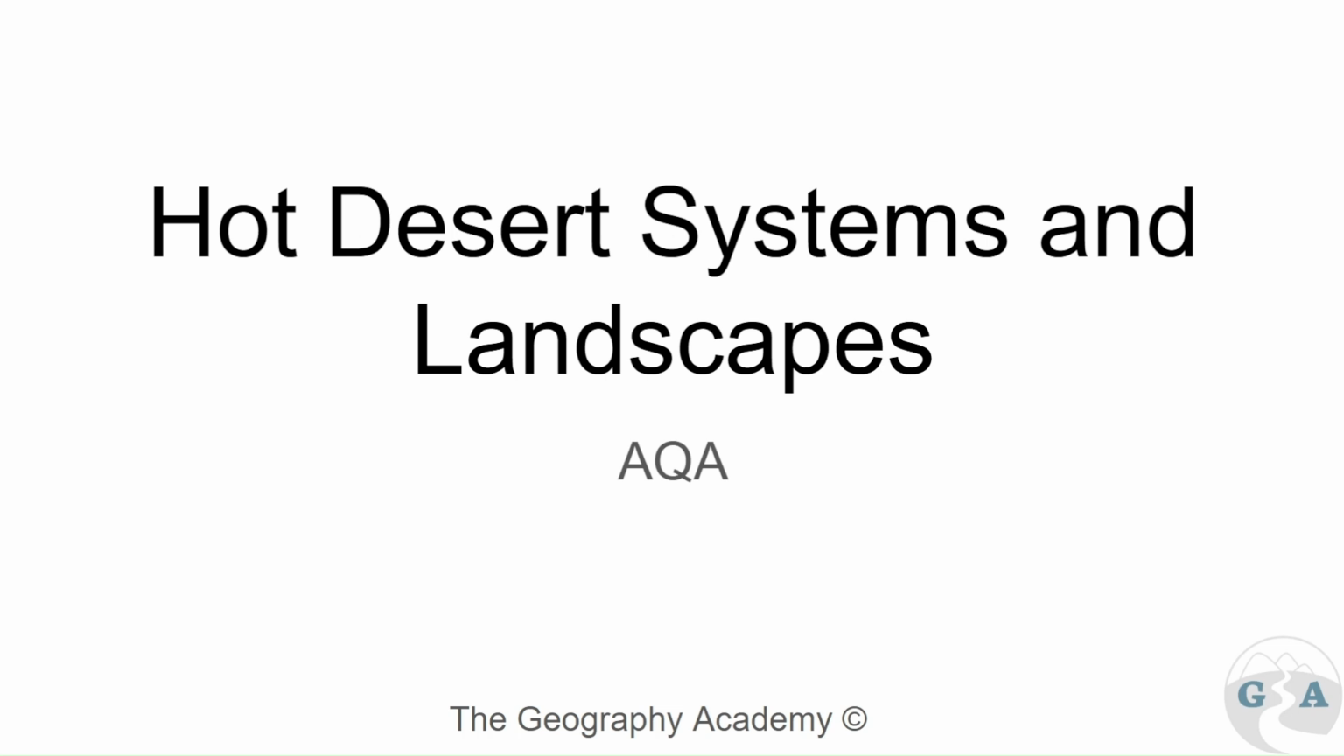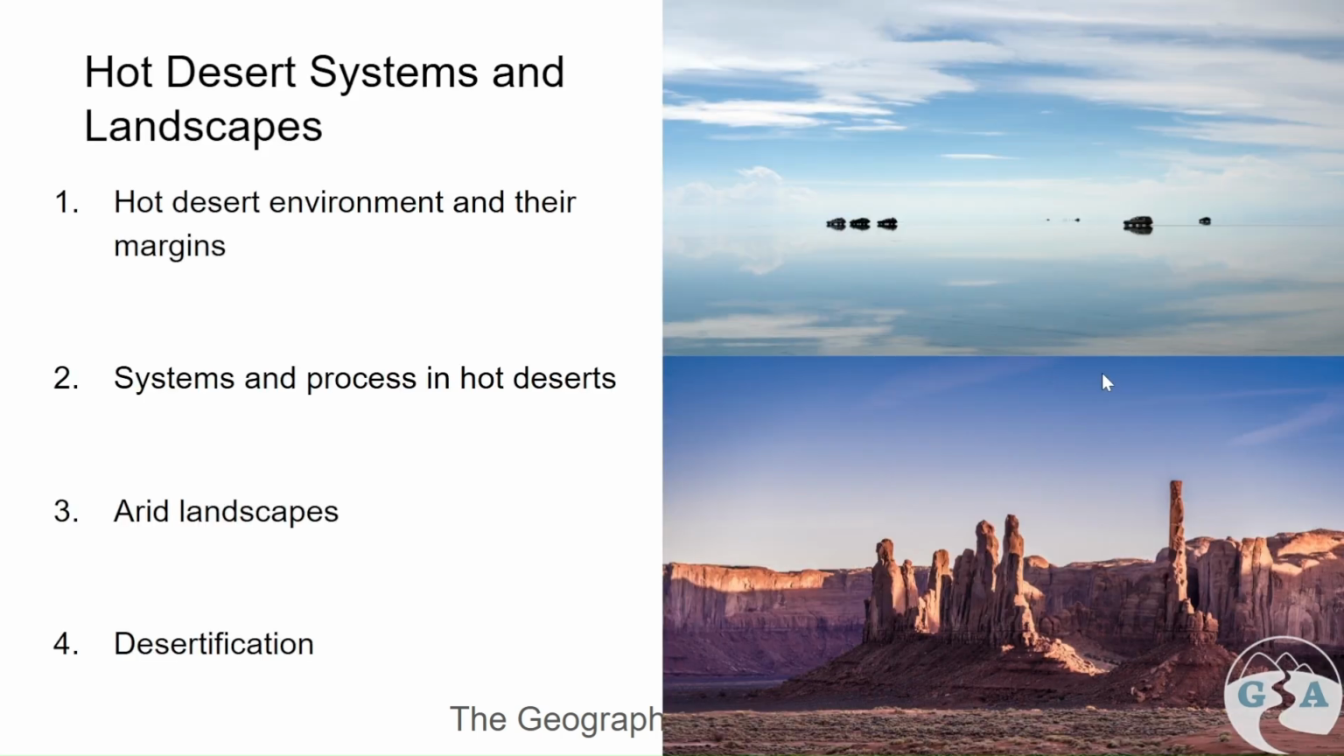This unit we're covering hot desert systems and landscapes for AQA geography. We're going to look at 4 different sections here. We have the hot desert environment and their margins, just looking where it's actually found and why it's located in those places around the world. 2 is the systems and processes in hot deserts, so looking at things like weathering and wind erosion. And then we'll be able to apply what we learn in section 2 into section 3, which is arid landscapes and desertification. So all 4 then into desertification, and that's where we'll find some of our main bigger case studies there.